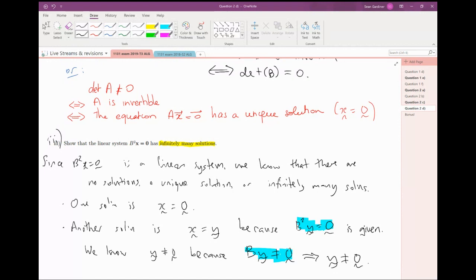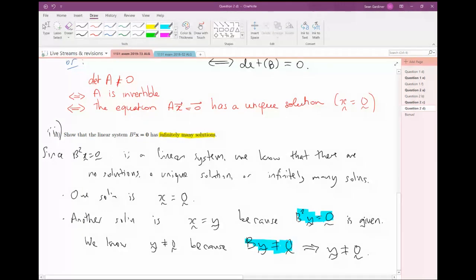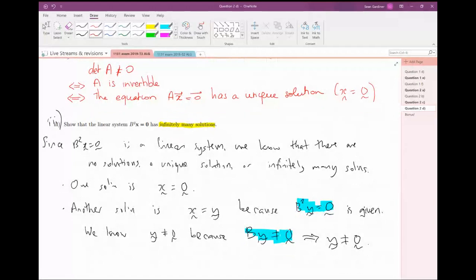Exactly, yeah. So that's all we need. We found two different solutions, which means we can't be in this case where there are no solutions. We can't be in this case where there's a unique solution. We must be in this third case where there are infinitely many. So there are infinitely many.